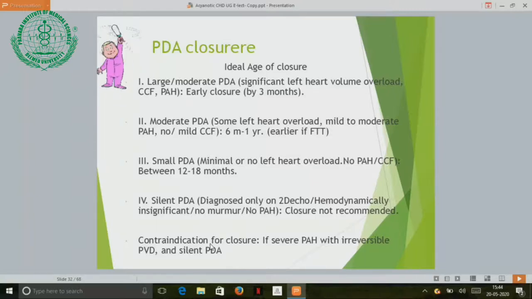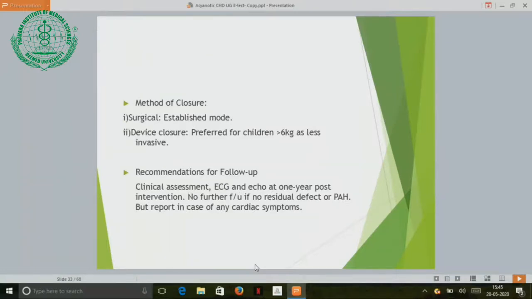The contraindication will be similar: if there is severe PH with irreversible pulmonary vascular disease, then the PDA is not closed. Again, similar methods of closure, surgical and device closure. Surgical is the preferred method. Device closure can be done in children who weigh at least 6 kg, maybe less in age.